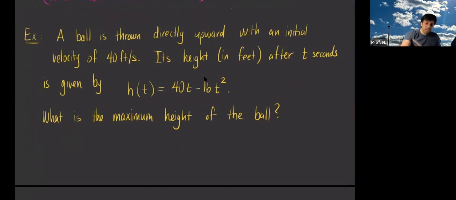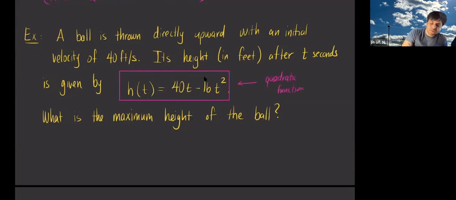So the key thing here is to notice that this is a what? It's a quadratic function. If you notice that, you're in the game. This is a quadratic function. The moment you see the t squared, it's quadratic.